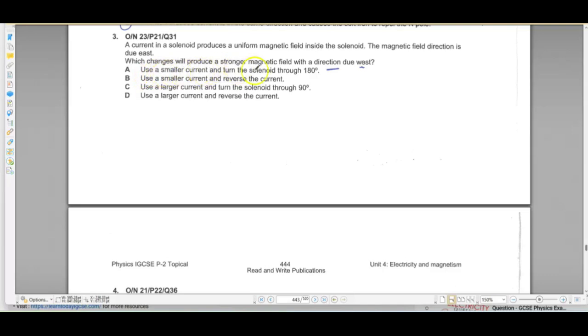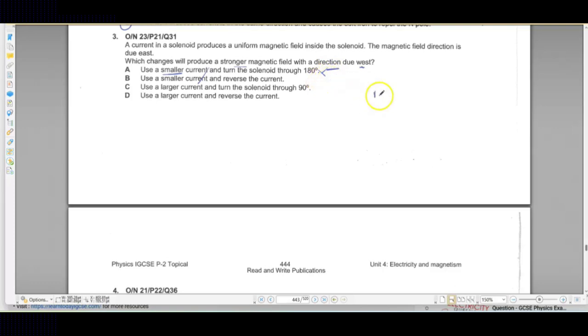Use a smaller current and turn the solenoid through 180 degrees. If you use a smaller current, a stronger magnetic field is never going to be obtained. So the options with a smaller current are not applicable. Use a larger current and turn the solenoid 90 degrees. This is not going to change the direction to due west.